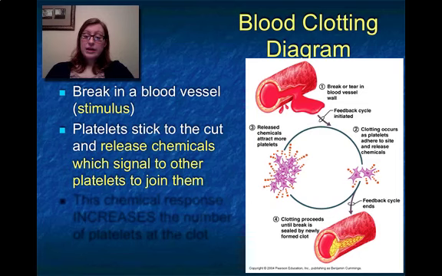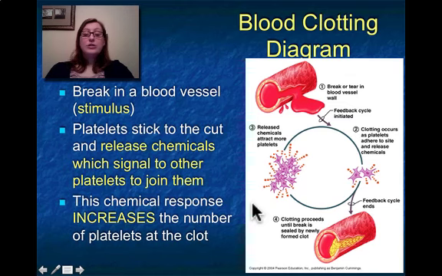We get platelets that arrive, okay, and once they stick to start patching this up, they release chemicals calling for more platelets to arrive to stick to help patch things up. And this is going to circle over and over again, getting stronger and stronger to increase the number of platelets that are clotting. That is until the clot has been healed in some way.